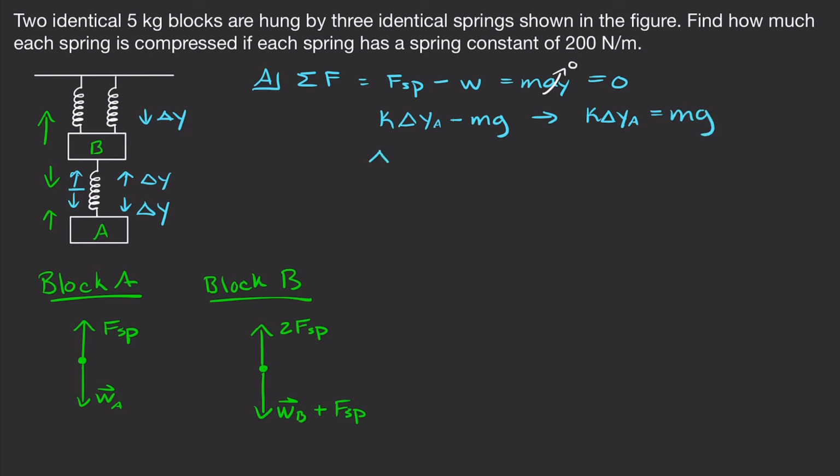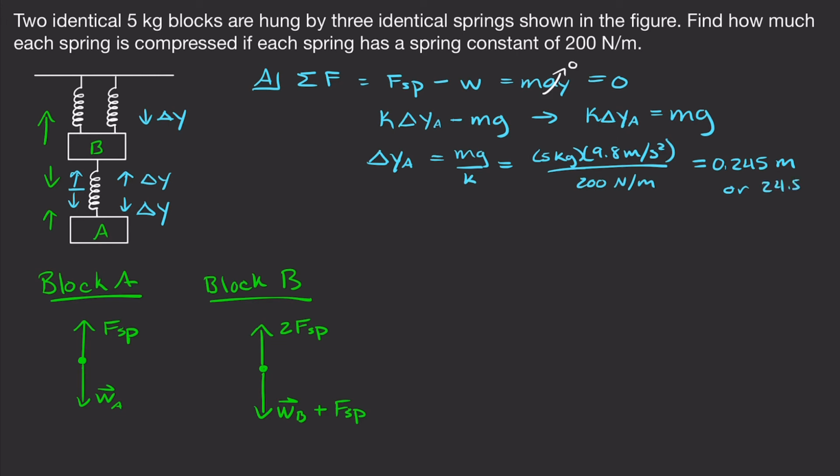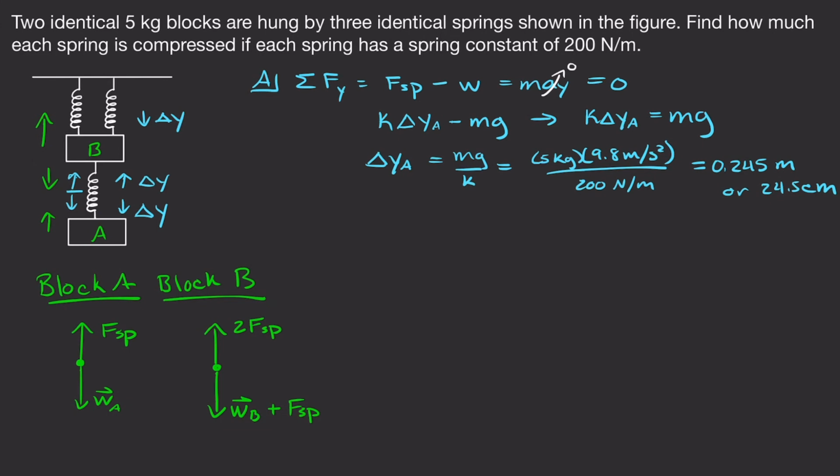And if I solve for delta Y, or the stretch in this bottom spring, I get mg over K, or 5 kilograms times 9.8 meters per second squared, all over 200 newtons per meter. And that gives me a stretch of 0.245 meters, or 24.5 centimeters. Okay, so now I'll sum up the forces for block B.